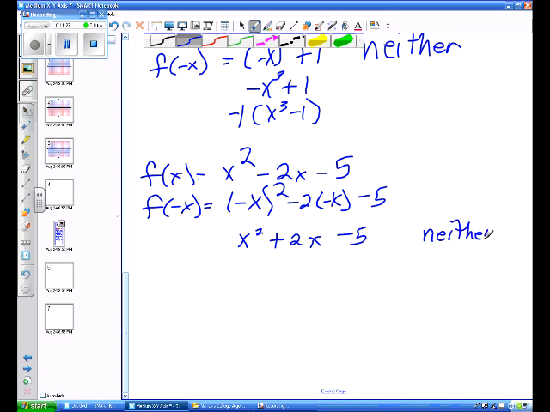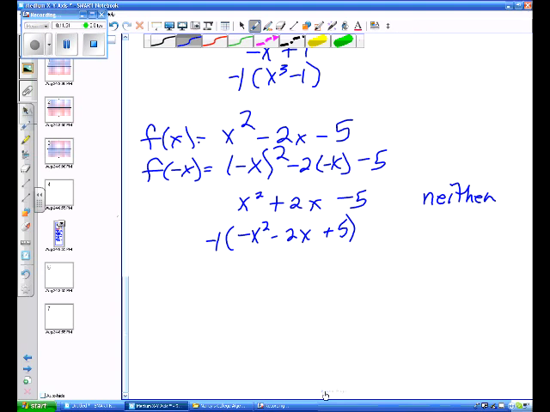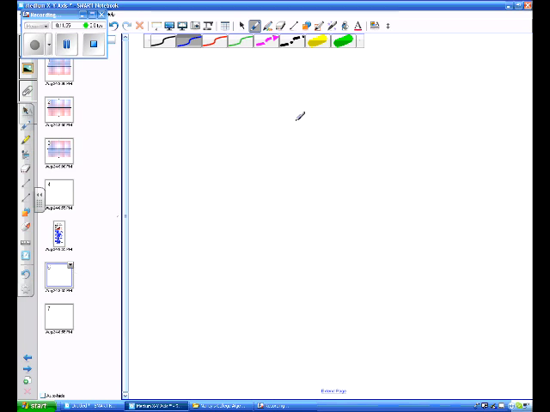It has no symmetry about the origin or about the y-axis. Again, the final test, or the test that will always work, is factor out a negative 1, and you can see we don't end up with the same function that we started with. It's not the opposite of our function that we began with. And then we talked about the symmetry, that a function that is even is symmetrical about the y-axis.